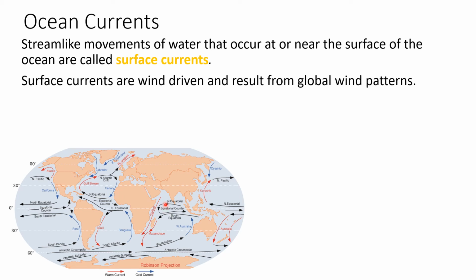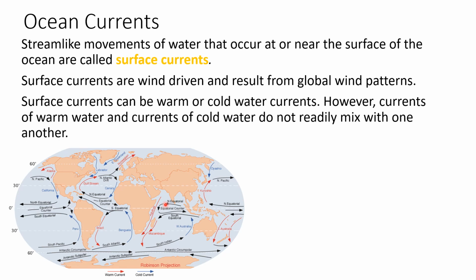These surface currents are largely driven by global wind patterns, and they can be warm or cold water currents. However, currents with warm water and currents with cold water do not mix very well. All right. So generally speaking, when you've got a warm water current and a cold water current, they'll kind of butt up against each other, and they won't mix super well. And that's actually part of what keeps them sort of separated in some ways.